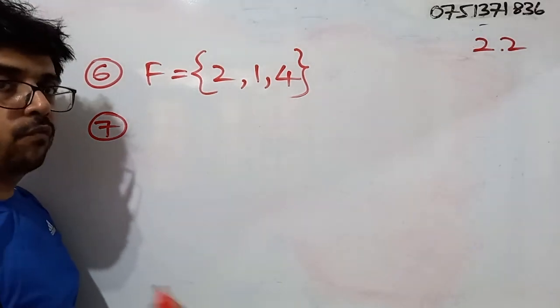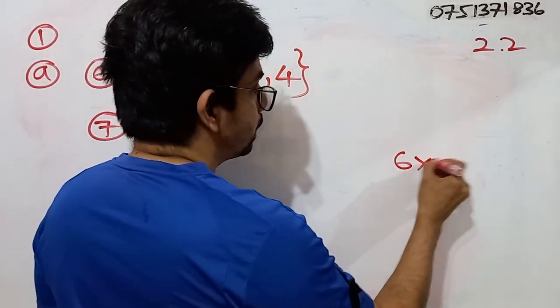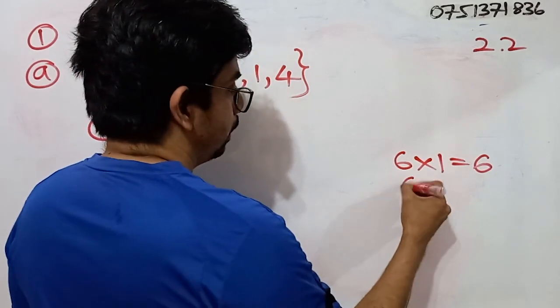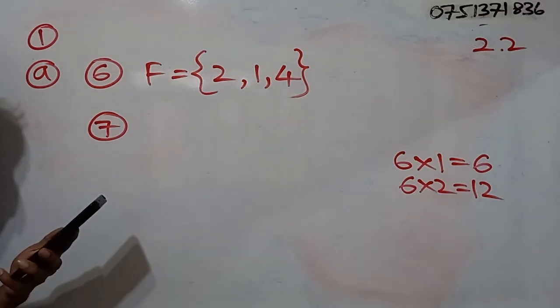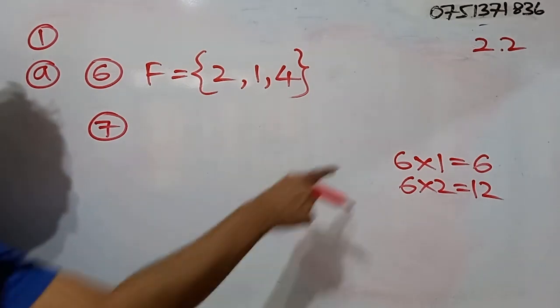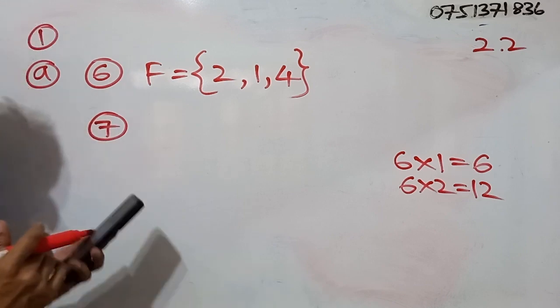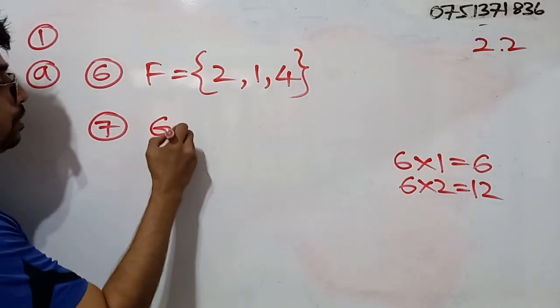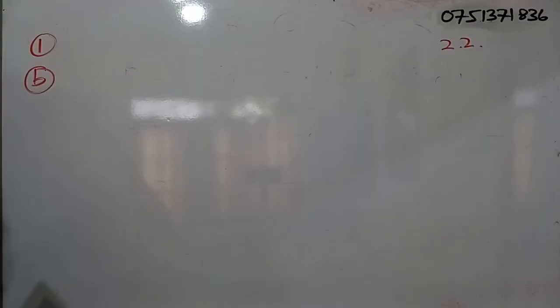Multiples of 6 from 1 to 6. So we know the first multiple of 6 is what? 6. The second multiple of 6 is what? 12. So multiples of 6 from 1 to 6, that means what? What is the only element? 6. That is the only number that is within the range. Right? So this is capital G, so it is equal to 6.